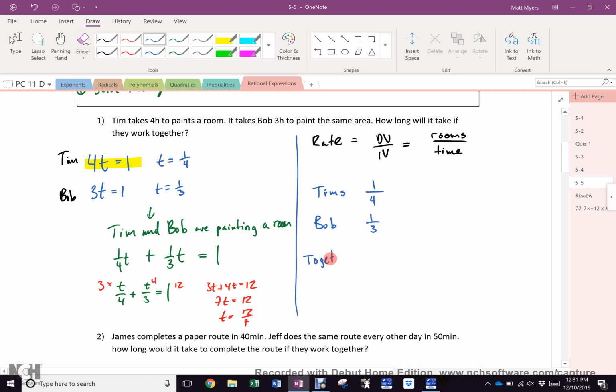How many rooms are being painted? One room over what? Why is it t? Because we don't know the rate for the room, do we? But we know that Tim plus Bob will equal together, won't it? So 1/4 plus 1/3 equals 1/t. Agreed? How do I solve that? We already know the answer, but how do I solve it when we do it this way?